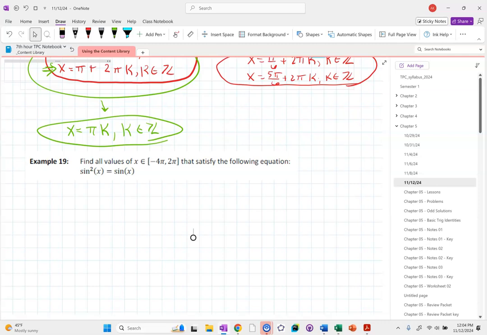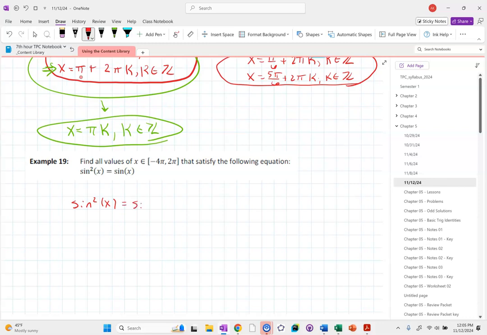Find all the values of x from negative 4 pi to 2 pi. That's a big interval, Mr. Kulik. How big is that? That's 6 pi long, right? That satisfies the equation sine squared x equals sine x. Okay.